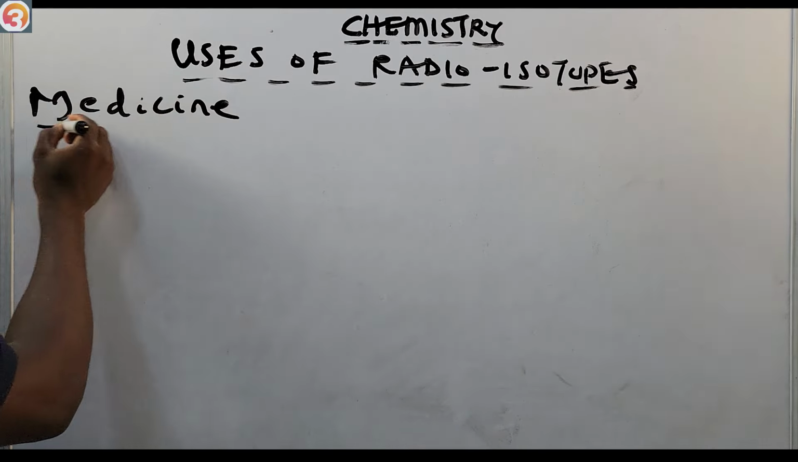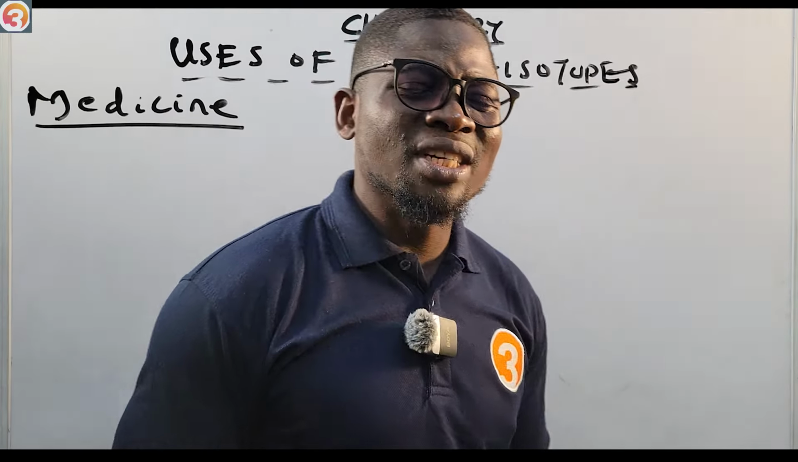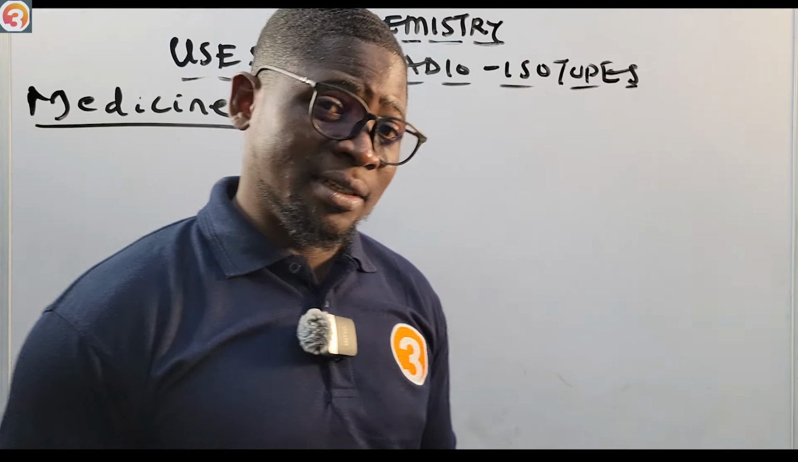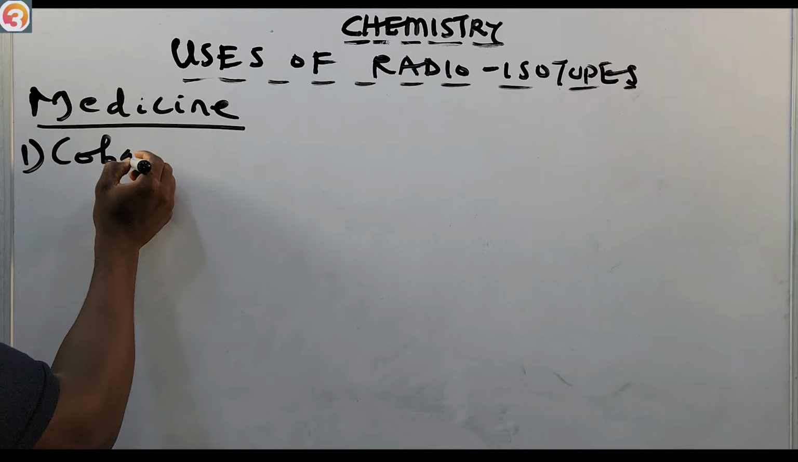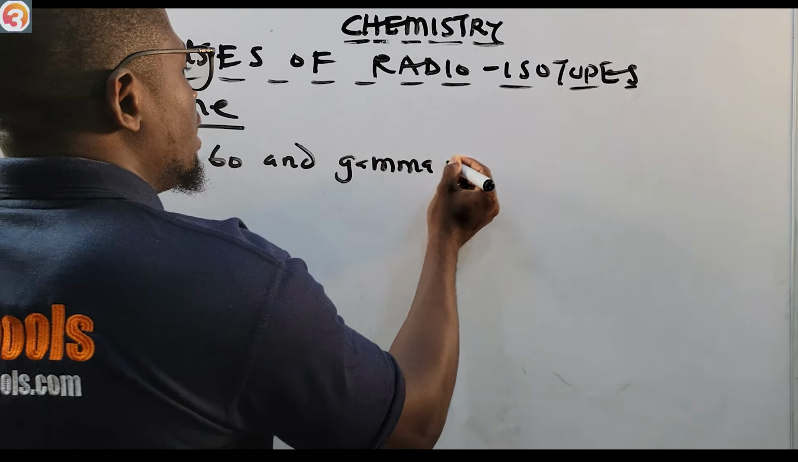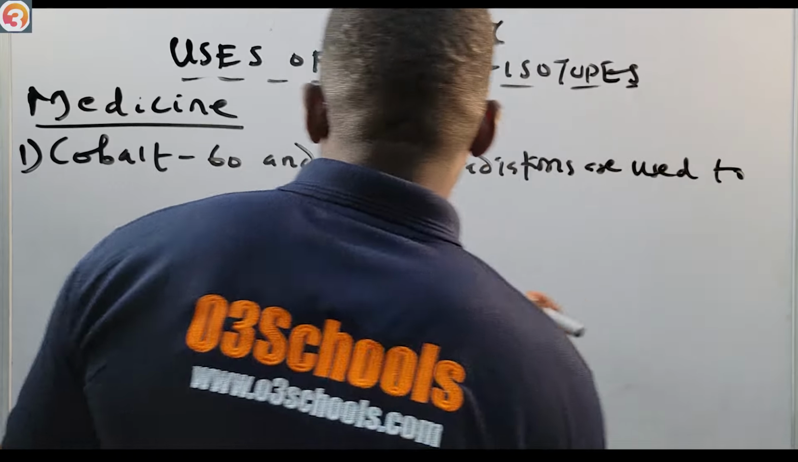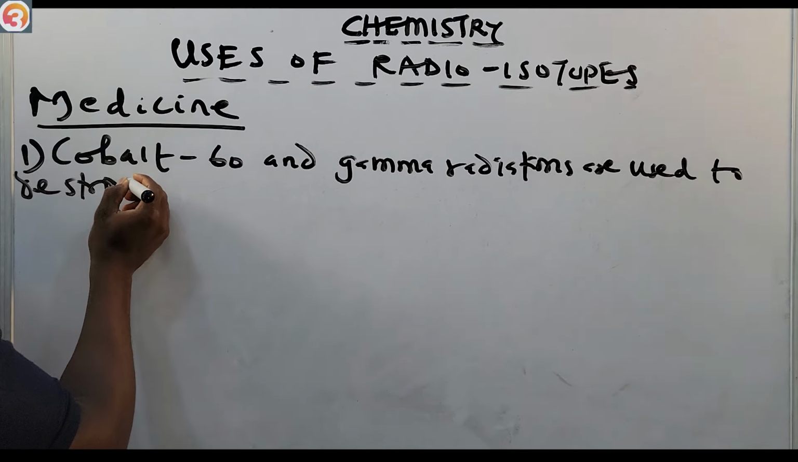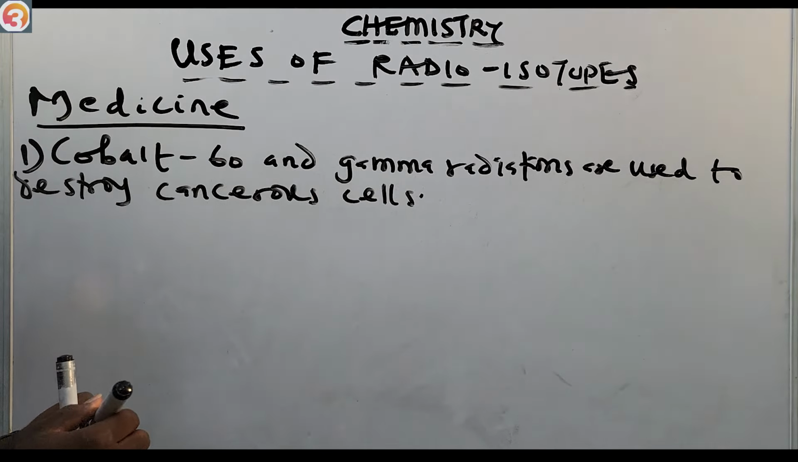Number one, cobalt-60 and gamma rays, or gamma radiation, are used to destroy cancerous cells. Please take note of that. Cobalt-60 and gamma rays or gamma radiations are used to destroy cancerous cells.